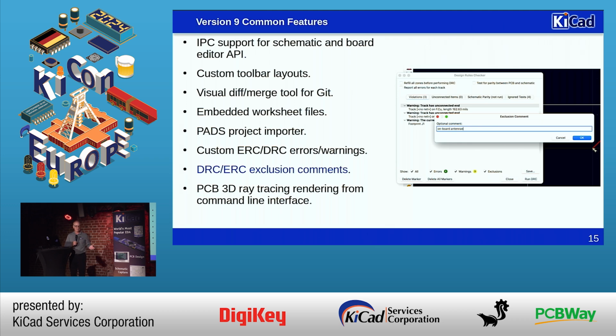We've always had ERC and DRC exclusions. You can exclude an individual ERC or DRC error. Now you can add a comment to that as to why you might want to exclude it. Maybe you have some weird corner case, and no matter what you do, you get a DRC error. You might say, hey, this is okay because I know this part of the board, it's safe to violate this DRC error. So you can now create comments for those.